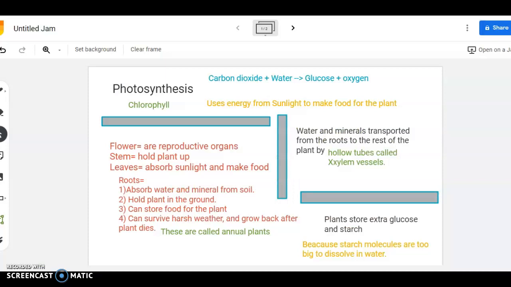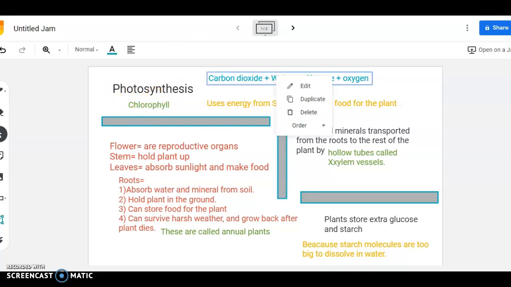And let's talk for a minute about this chlorophyll. So chlorophyll is needed for photosynthesis. Photosynthesis is a chemical reaction: carbon dioxide plus water, with a little bit of sunlight as the catalyst, gives us glucose and oxygen. And this is gas exchange. So photosynthesis uses energy from the sunlight to make food for the plant, and in return we get oxygen and the plant gets glucose. And again, this is all done by the chloroplast.